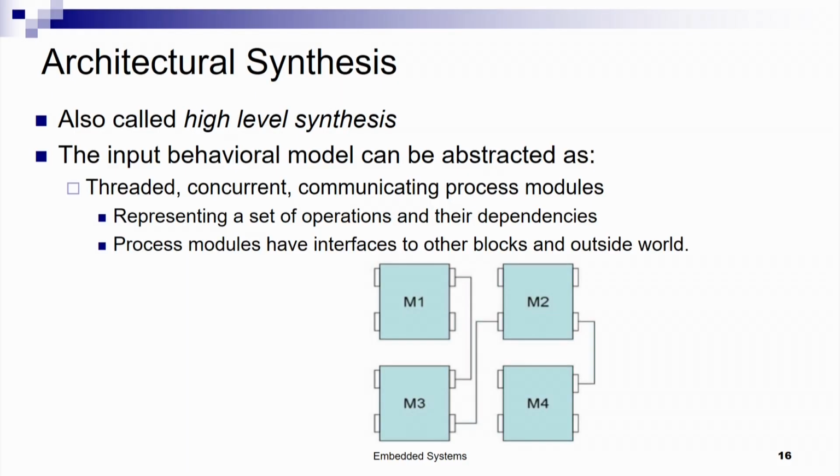Architectural synthesis is also called high level synthesis, and the input behavioral model can be abstracted as threaded concurrent communicating process modules. M1, M2, M3, M4 are 4 concurrent process modules, and they represent the set of operations and their dependencies. Process modules have interfaces to other blocks and the outside world.